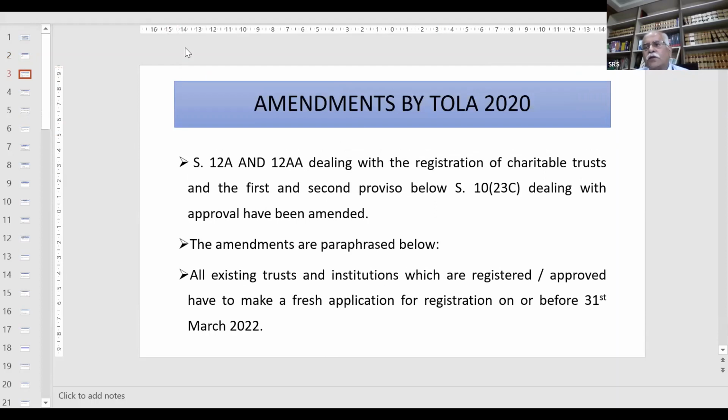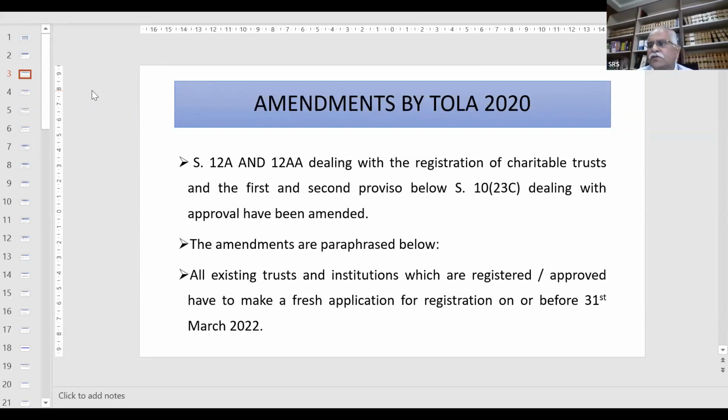Yeah. Now what TOLA 2020 completely revamped the procedure for obtaining a registration by a trust under Section 12A and by institutions under Section 10(23C). When I say a 10(23C) institution, for the purpose of today's discussion, it always refers to those institutions which are mentioned in subclause 4, 5, 6, and 6A of Section 10(23C), and not 1 to 3AE.